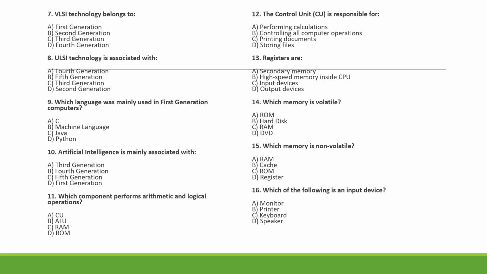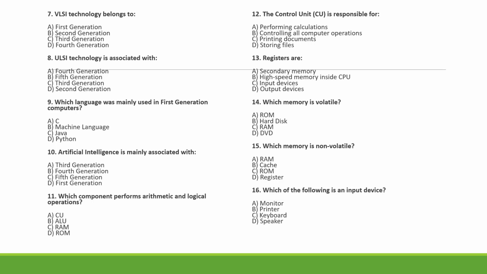Which language was mainly used in the first generation of computers? In the first generation, they used machine language. Then option B is the correct answer. Then the 10th one is, artificial intelligence is mainly associated with the fifth generation of computers. That's the present generation, the fifth generation. Option C is the correct answer.